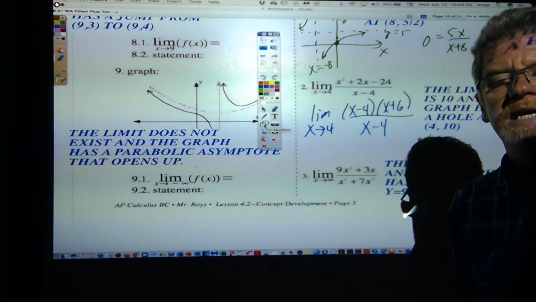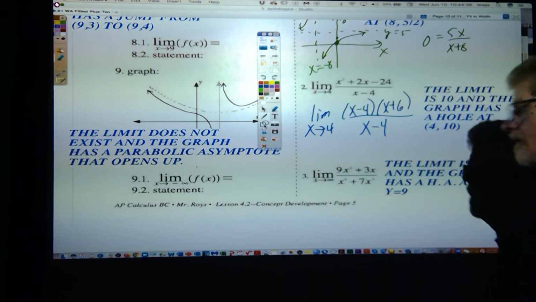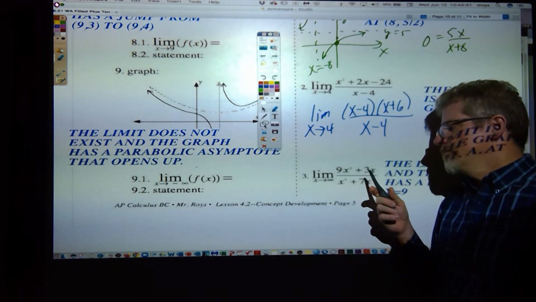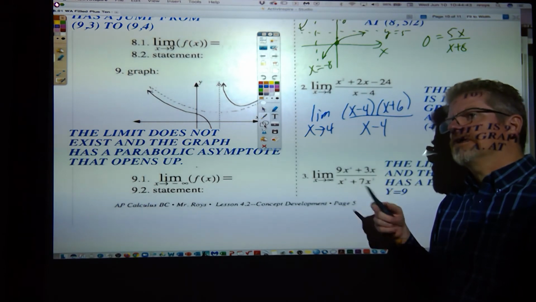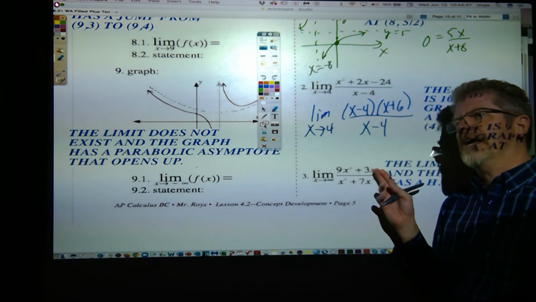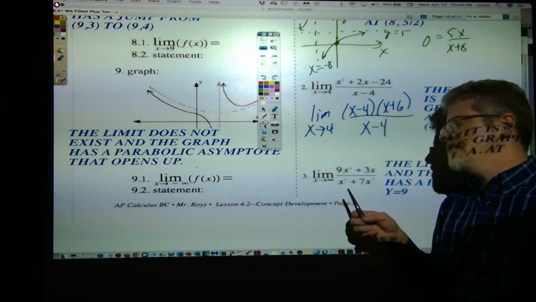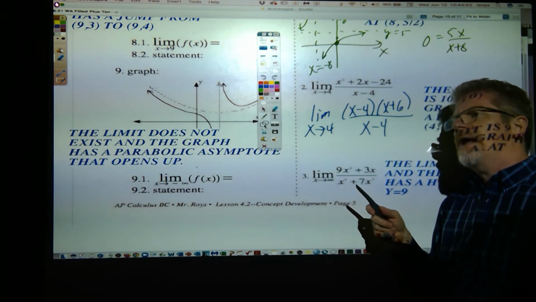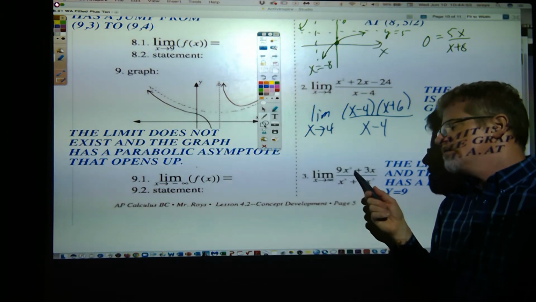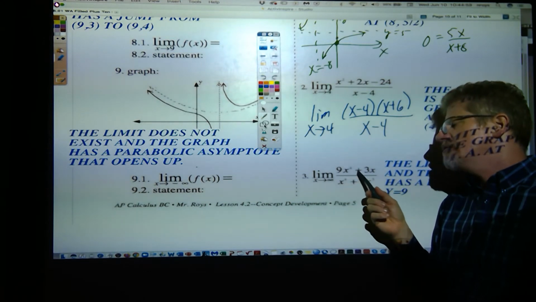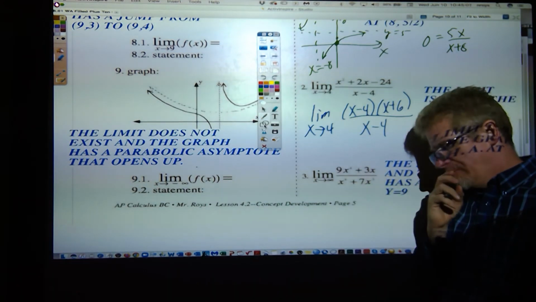All right, here we go. This is a limit at infinity. And when you have a rational function, then to evaluate a limit at infinity, you need to know whether the fraction as a whole is top-heavy, balanced, or bottom-heavy. Top-heavy is when the degree of the numerator is greater than the degree of the denominator. Balanced is when the degree of the numerator is equal to the degree of the denominator. And bottom-heavy is when the degree of the numerator is less than the degree of the denominator.